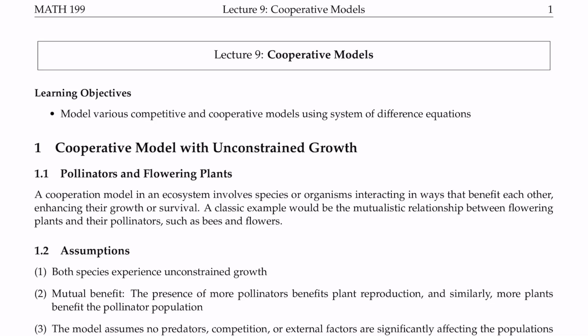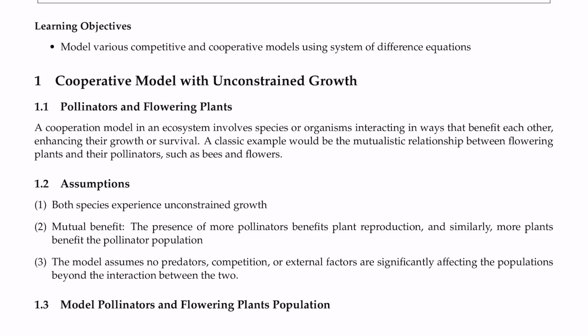So in addition to what we covered in the last lecture, lecture 8, a competitive model, we went over the cooperative model a little bit. So I want to, as I mentioned earlier, break it down into two completely different lectures. In lecture 8 only focus on the competitive model, and in lecture 9 focus only on cooperative models. There are two cooperative models that I want to talk about. The first one is with unconstrained growth, and the second one is with logistic growth.